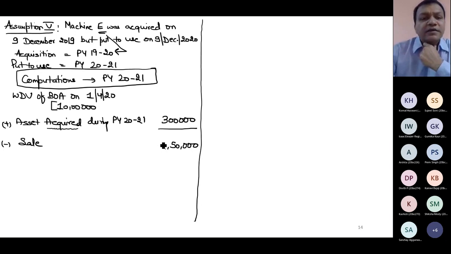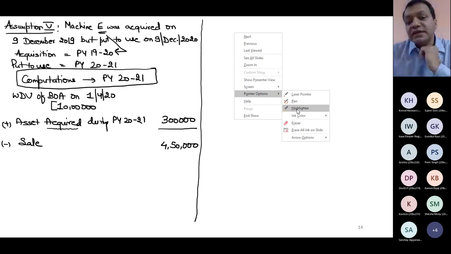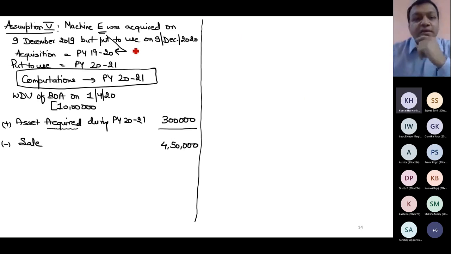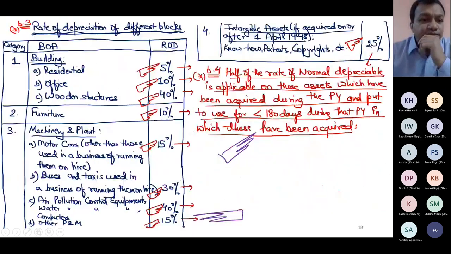Now see, can you tell me on machine E, which is the first year in which you will claim depreciation? In which year will depreciation be claimed? 2020 to 2021, previous year. Yes. Why not in 2019-20? Because the assessee should not only be the owner but should also be using the machine to claim depreciation on it. The assessee should put it to use. Do you remember this point?